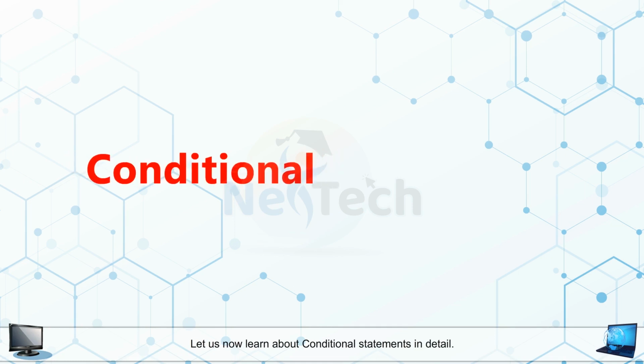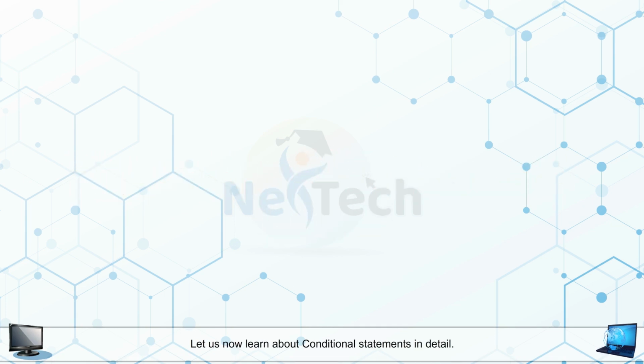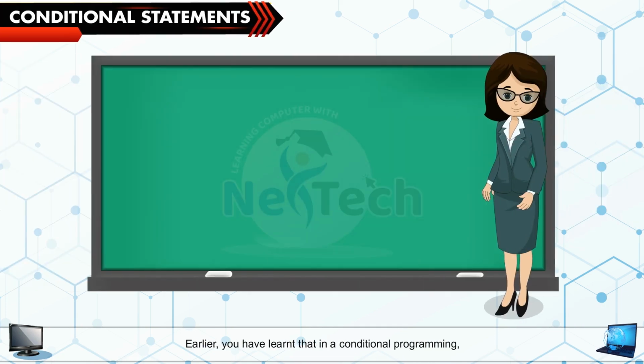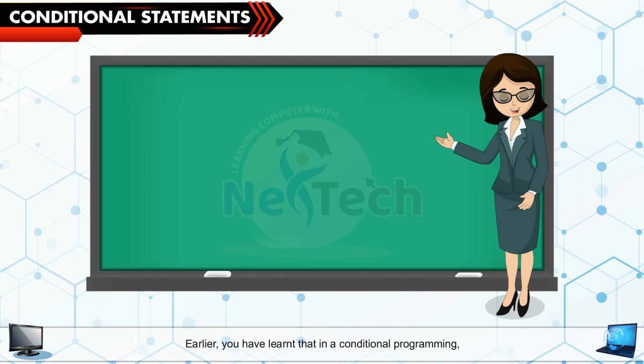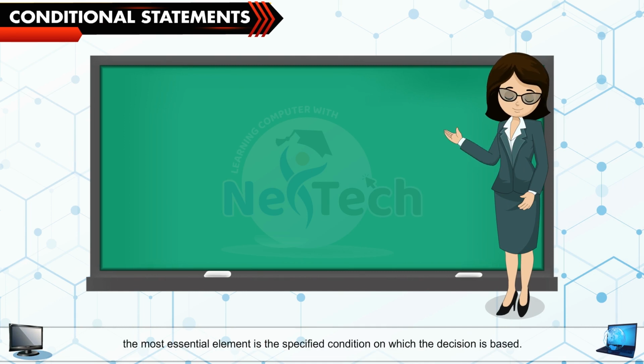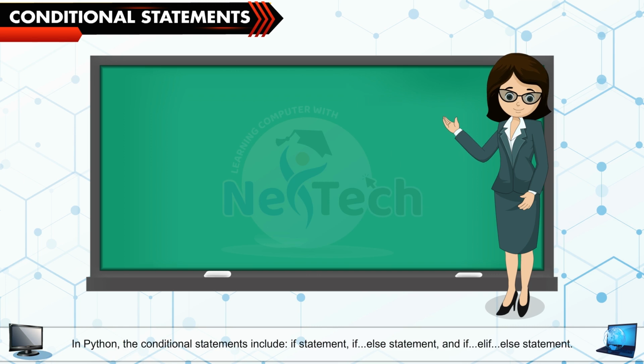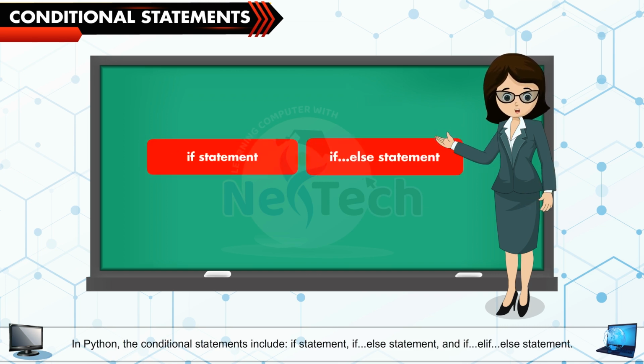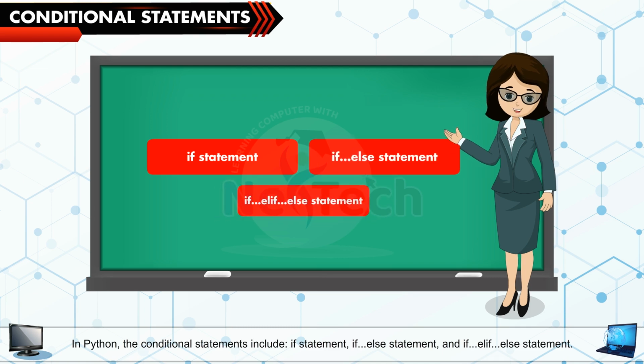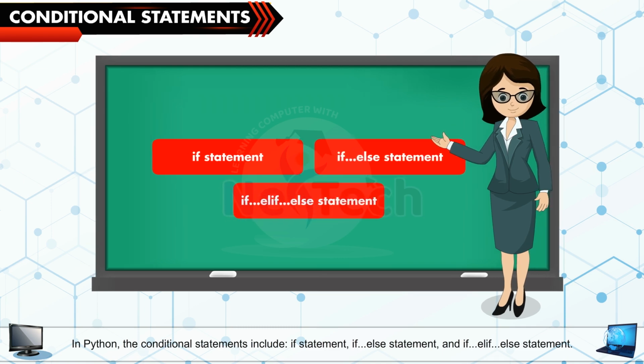Let us now learn about conditional statements in detail. Conditional statements. Earlier you have learned that in conditional programming, the most essential element is the specified condition on which the decision is based. The function of conditional statements is to check the given condition and then execute the codes accordingly. In Python, the conditional statements include if statement, if-else statement, and if-elif-else statement.